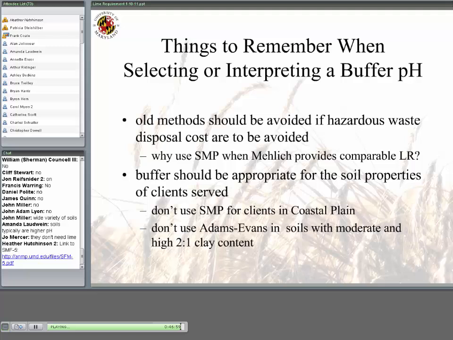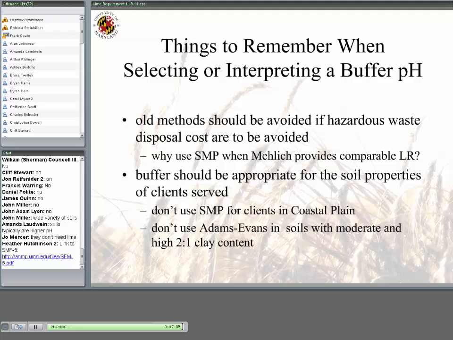But I also want to emphasize that the buffer that one is using to make lime requirements should be appropriate for the soils in the region where their clients are being served. And historical work clearly showed, Fred Adams, for example, showed that the SMP shouldn't be used on coastal plain soils. It over-limed the soils. And in case you don't remember, that is not a good thing. And there's also a study that showed that Adams-Evans isn't good on soils that have moderate to high CEC and high 2-to-1 clay content.